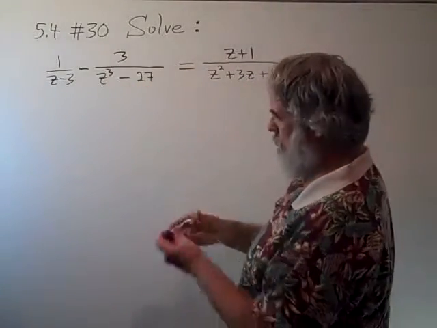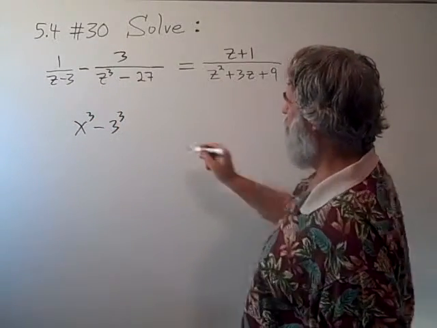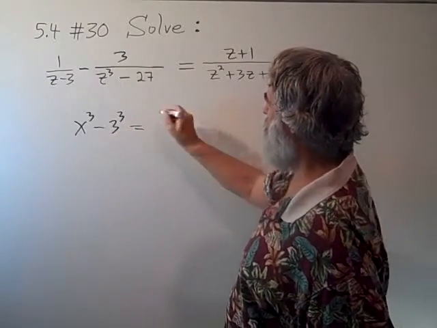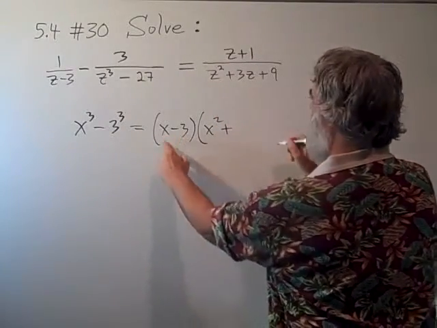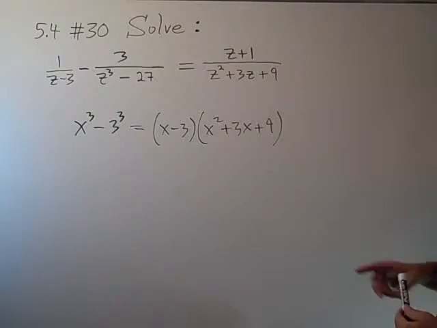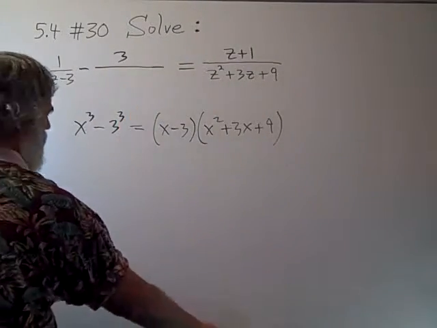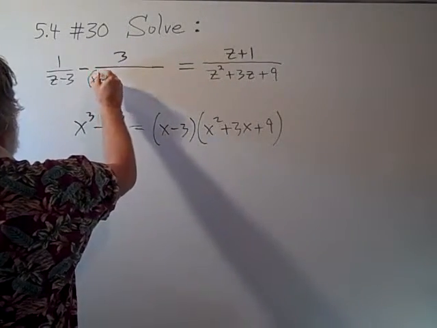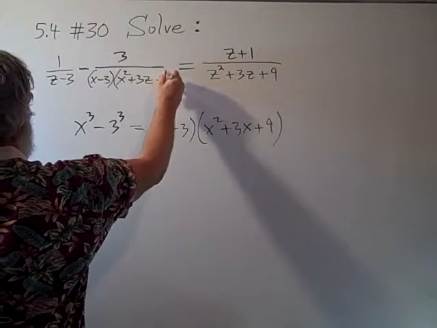This is the difference of two cubes, notice. x cubed minus 3 cubed. So that follows the difference of cubes factorization formula, so it's x minus 3 times x squared plus 3x plus 3 times 3 is 9. And notice that this factor appears in the denominator over there as well. So if we replace the x cubed minus 3 with its factorization down here, so it's x minus 3 times x squared plus 3x plus 9.